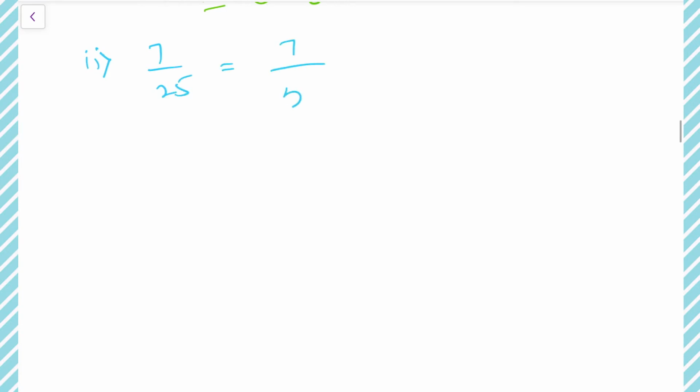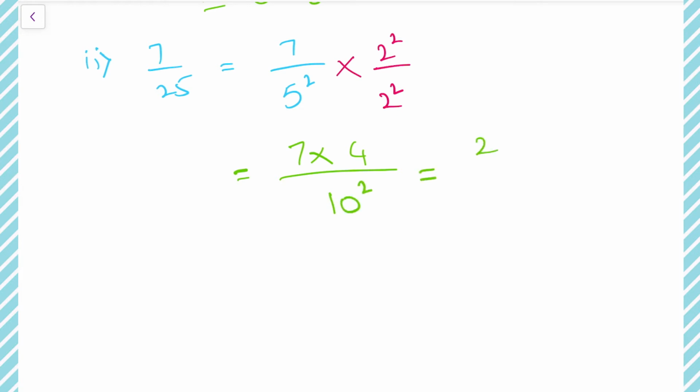7 by 25, 25 can be written as 5 square. So here 5 square is there, so that's why we need to multiply and divide by 2 square. So here what we will get then, 7 into 2 square, which is 4, divided by 5 square into 2 square, it is 10 square. 7 4s are 28 divided by 10 square, 100. 28 by 100, 0.28. Next, third question.